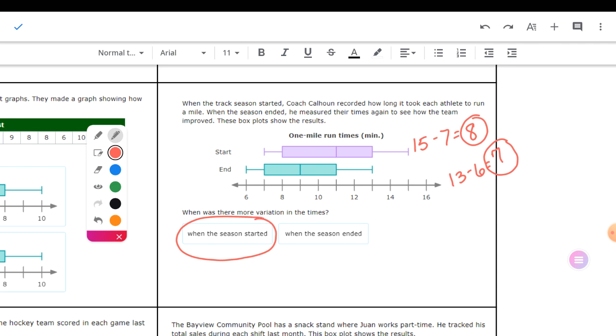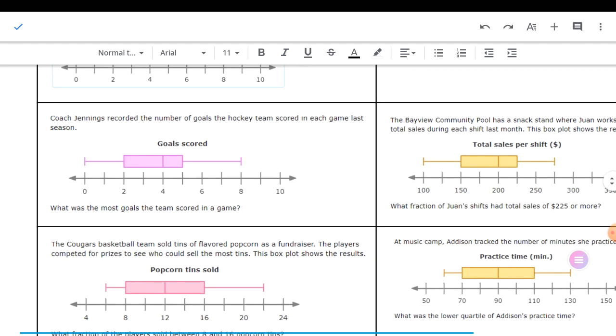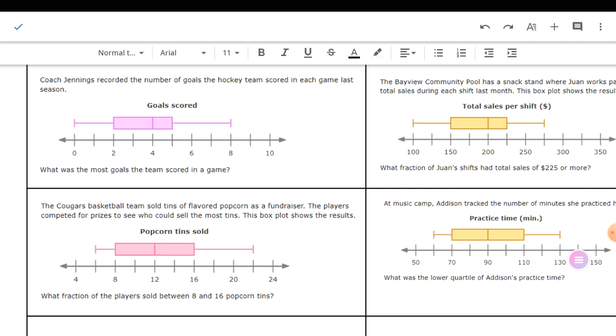Okay, so some of them are like that, where we just have to be able to read the box plots. Coach Jennings recorded the number of goals the hockey team scored in each game last season. What was the most goals the team scored in a game? Emmett. 8. How'd you come up with that? Because it says it. It doesn't say it. You have to know how to read a box plot. It stretches to it, because that is the maximum number. We know that that whisker shows us the maximum number.